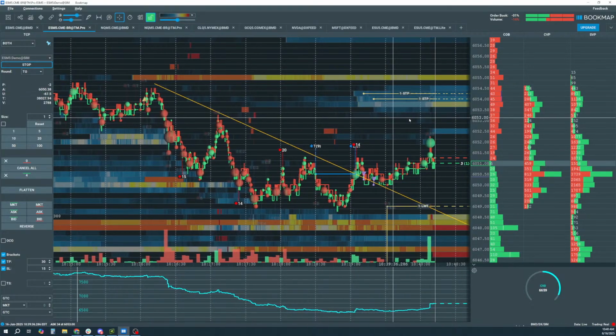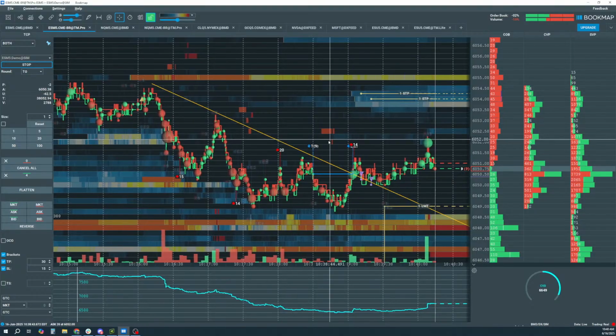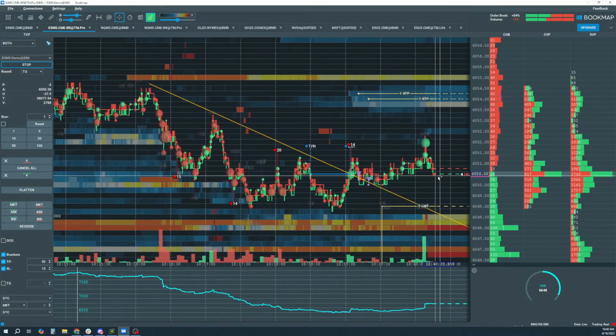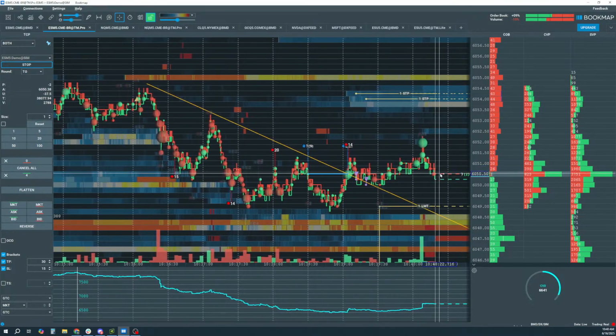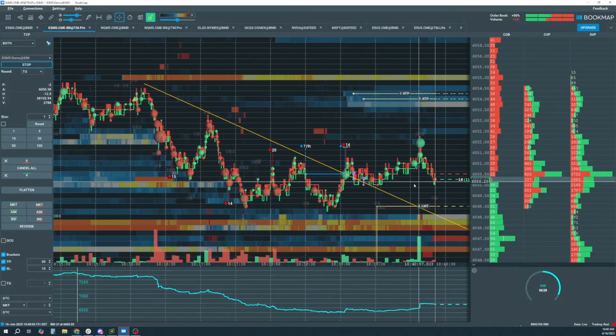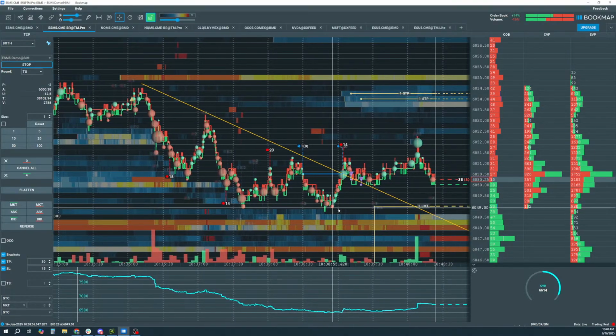But anyway, so yeah, we might be getting caught up in this as well. It might be starting to turn around. We're starting to find buyers here, but let's see. I think there's still some selling in here, so I imagine we'll come back down and retest here.